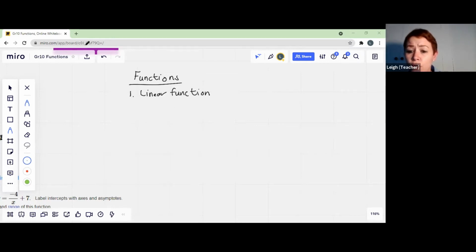So if you don't know what f of x means, f of x means y. So it's just a different way of writing y. So when we write y as f of x, we say y is a function of x.